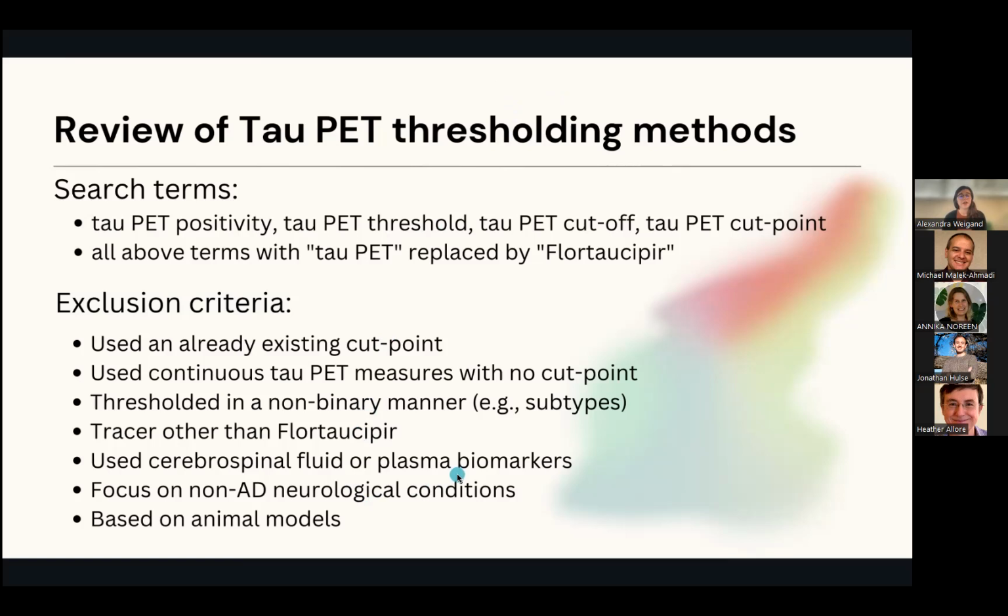Studies were excluded if they focused on non-AD neurological conditions, as for this systematic review, I was really focused more on the Alzheimer's pathologic continuum, and also if they used animal models. So this was just focused on PET imaging in humans.